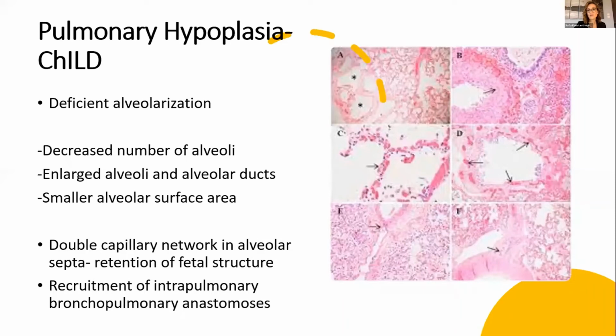So there is a simplification of the alveoli, and this leads to a smaller alveolar surface area and therefore to a smaller surface area available for gas exchange. These individuals also have a retention of a fetal structure, what we call a double capillary network in the alveolar septa, which makes the blood alveolar barrier thicker. And you can see in these individuals that there is a recruitment of their intrapulmonary and bronchopulmonary anastomosis as a means of compensation.